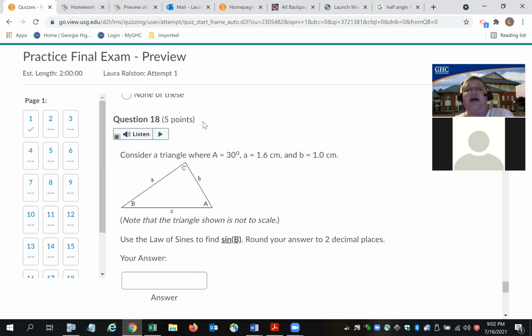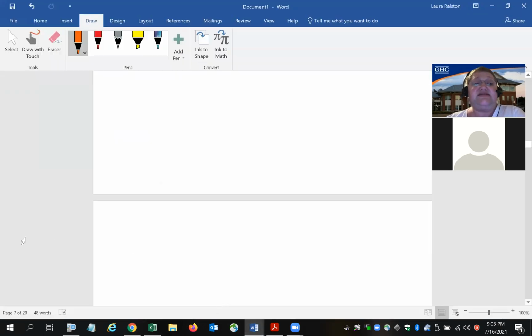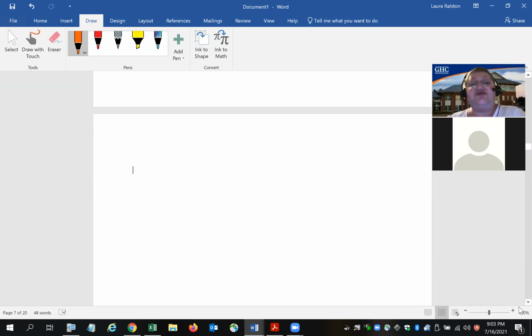Okay, so angle A is 30 degrees. Side A is 1.6. Side B is 1.0. Now, one of the nice things about that particular problem is it actually tells you to use law of sines. So you have what's called an oblique triangle, basically meaning it does not have a 90-degree angle.